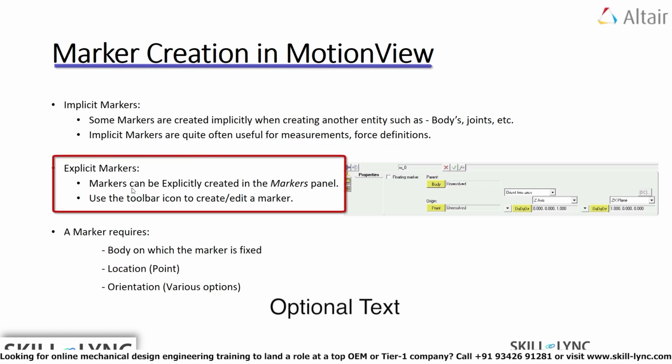Explicit markers are the markers which can be explicitly created in the marker panel. It can be created in the same way as you create a point or a body, either by going to the model browser, right clicking, going to add, and then the reference entity, and then you can click on markers. The second option is to right click on the marker folder in the model browser and just say add marker. And the third option is to select the marker from the client specific toolbar.